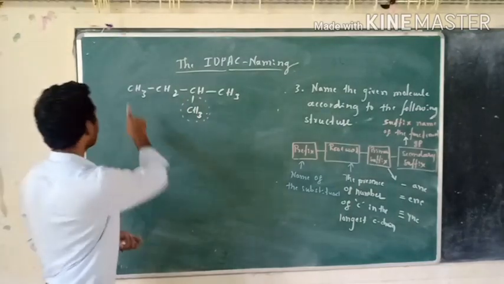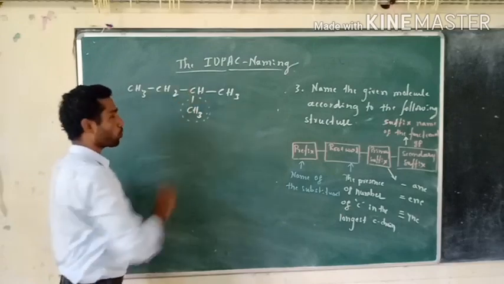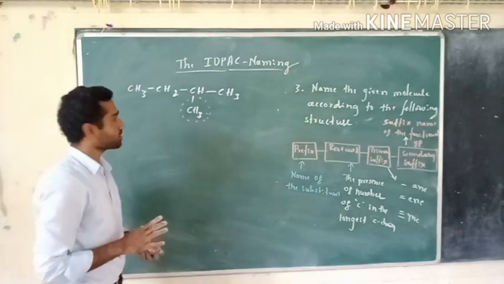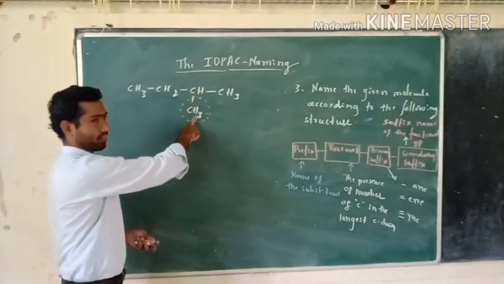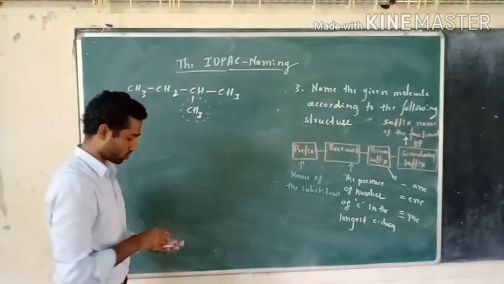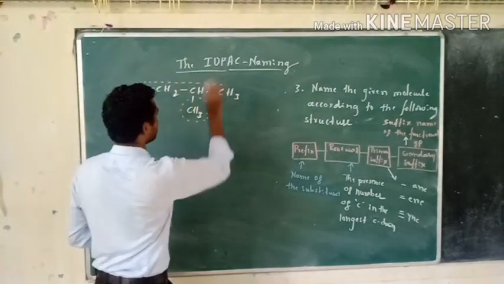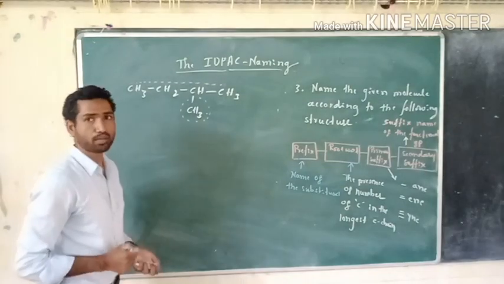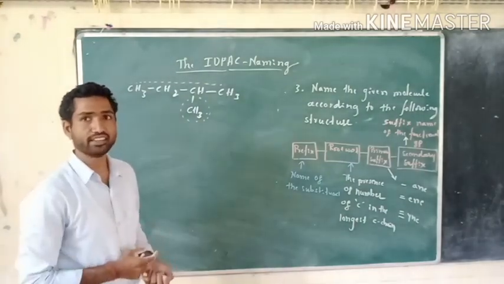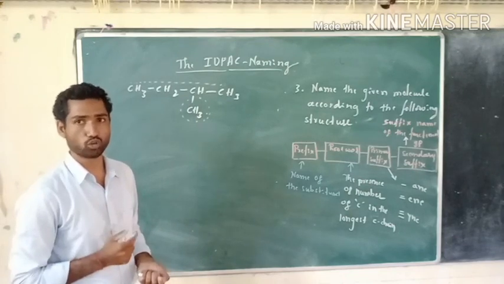In order to name this molecule, we have to invoke the first rule: identify the longest carbon chain. 1, 2, 3, 4. There are two possibilities: the straight chain is the longest carbon chain, or the bent chain is also a longest carbon chain. I am going to consider the straight chain as the longest carbon chain. The second rule is to number the longest carbon chain in such a way that the least number is given to the carbon bearing the substituent or functional group.